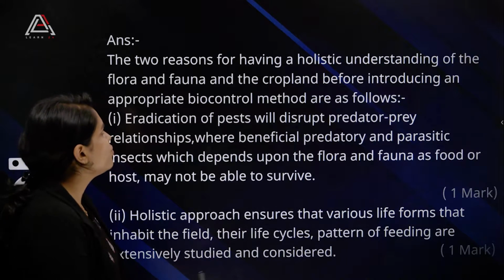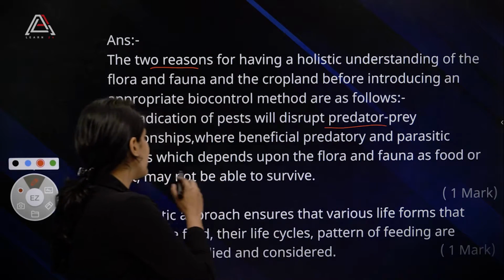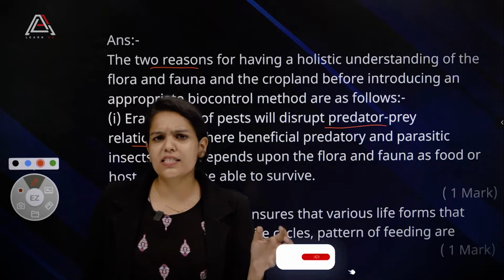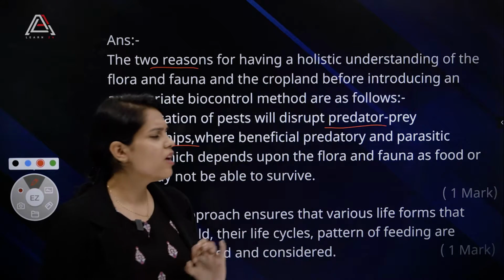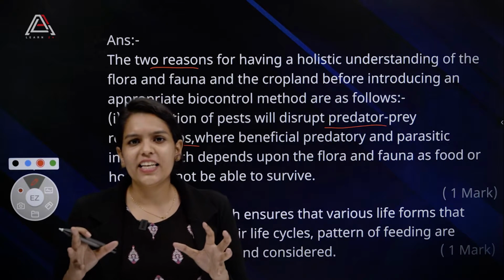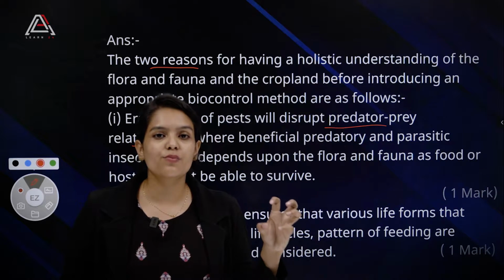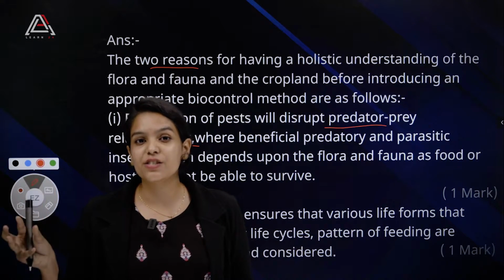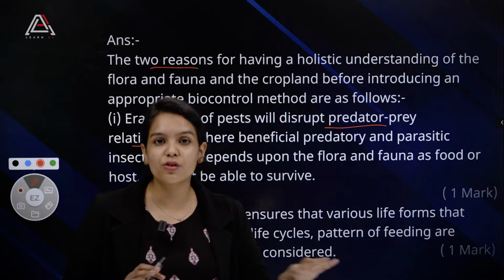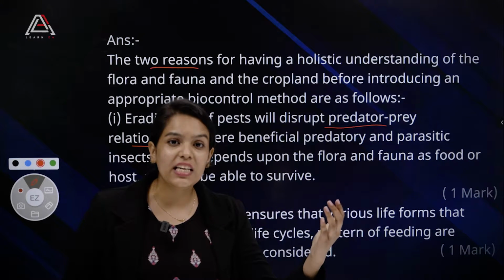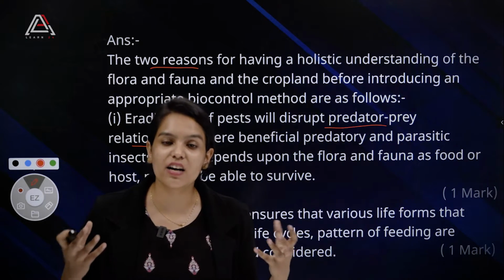So the main reason is the predator and prey relationship. Now, let's try to understand this. What is this predator and prey relationship? You all know in the field, if there are a lot of mosquitoes present, the dragonflies will eat those mosquitoes. But if you introduce a biocontrol method to eradicate that mosquito population, then eventually the dragonfly, which is the predator, will also die because they are not getting enough food.